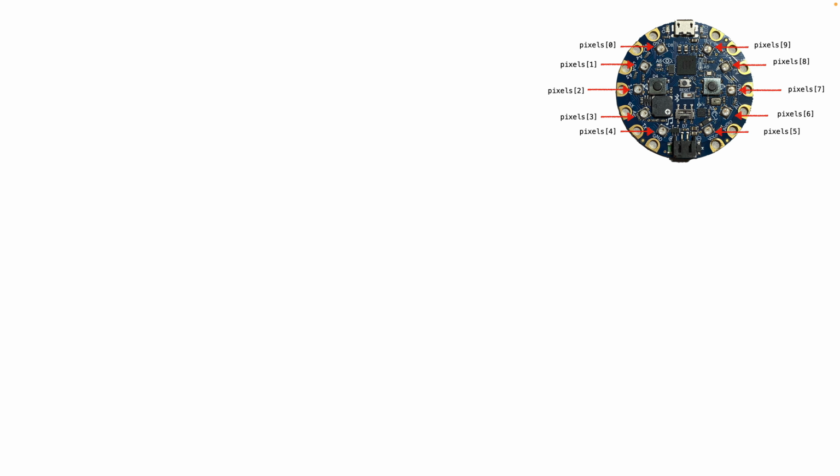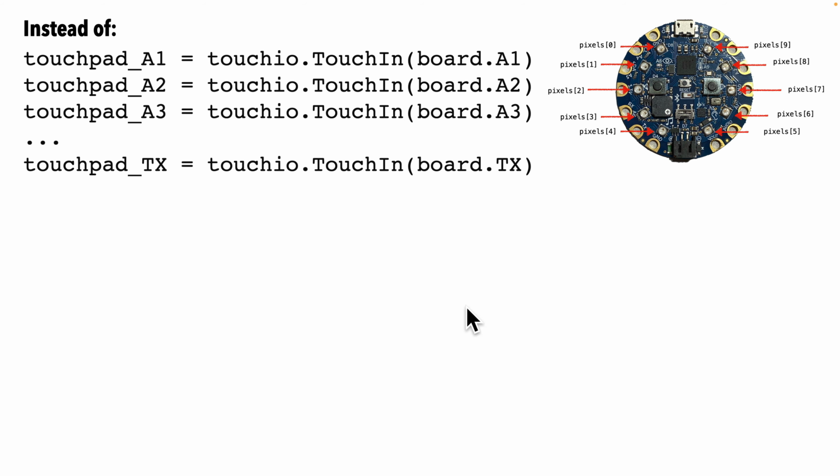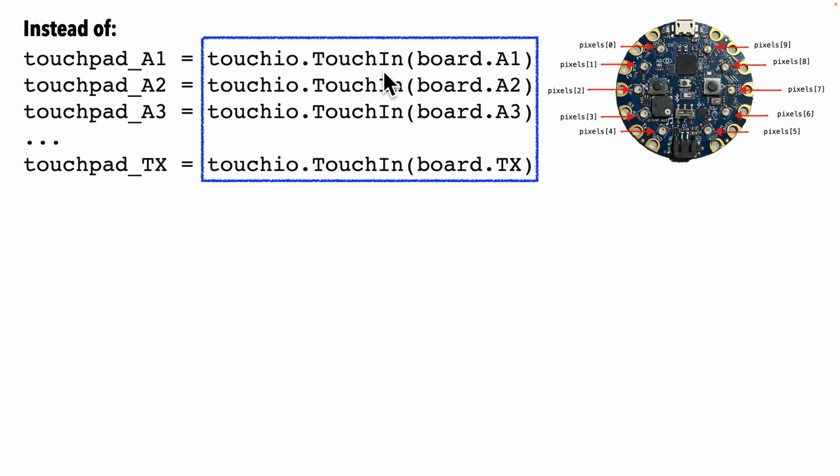Let me first show you what I'm going to do and describe how this differs from the earlier approach we used. Previously we created a different variable for each touchpad. In the prior lesson we had just 3 touchpads, but you could create 7 variables like this, giving each one a separate name. And remember how we create a touchpad: we call the touchio library's touchio.TouchIn class and pass in the location of the pad, so that's board.A1, board.A2, all the way up to board.TX.